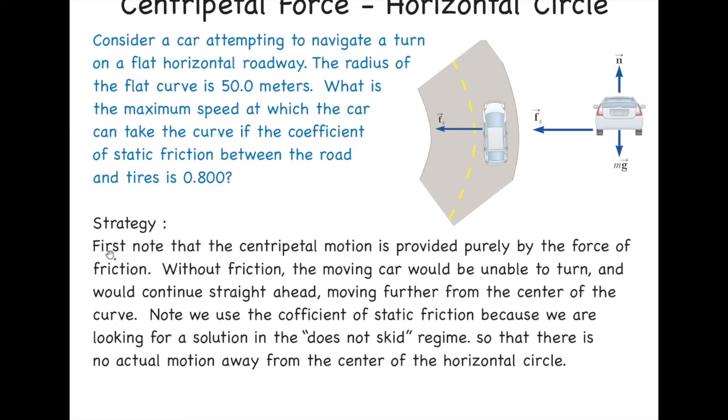So our strategy here is that first we note that the centripetal force is provided purely by the force of friction. Without the friction, the car would not be able to make the turn. It would skid out, and in skidding, it would move away from the center of the circle. The other thing to note is that we're using the coefficient of static friction because we're looking for a solution where the wheels do not skid, and so there's no actual motion away from the center of the horizontal circle.